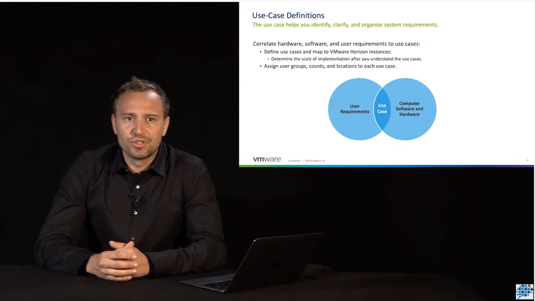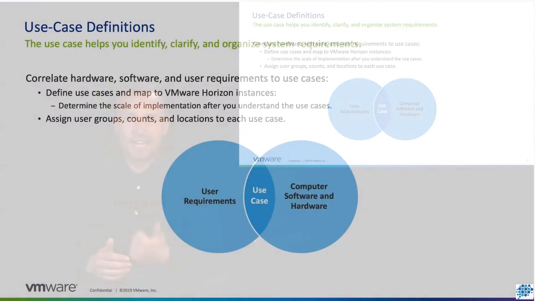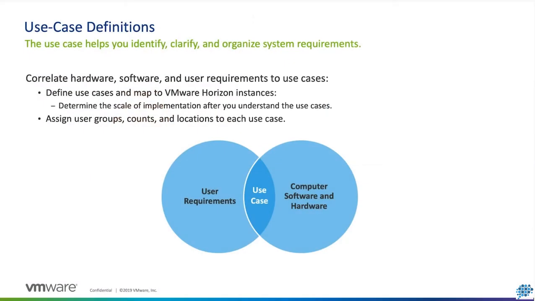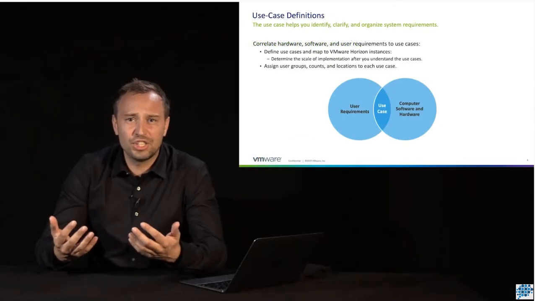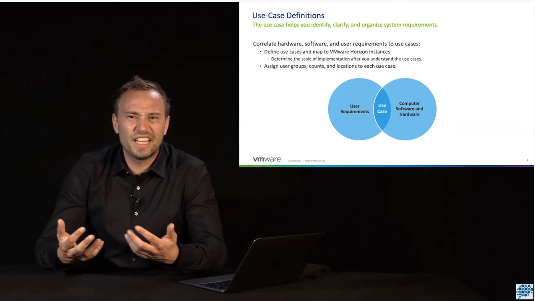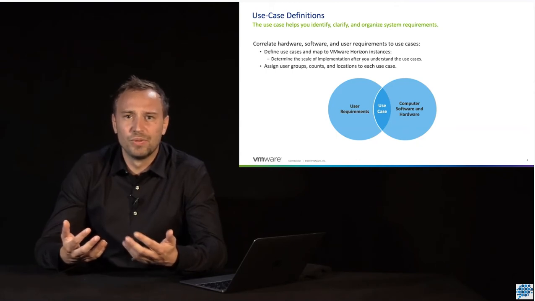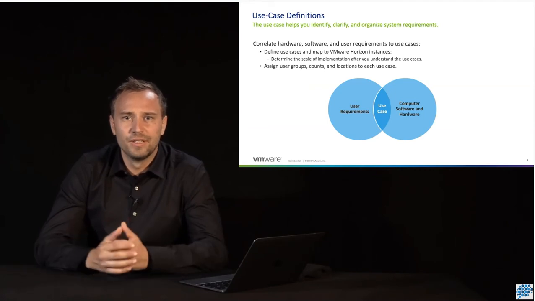The use case definition is quite important in our environment. It correlates the hardware, the software, and the user requirements into a certain specification. The use case always maps afterwards to the Horizon solution that we are using within our environment. At the same time, we need to assign user groups and locations to those use cases so that we have the user requirements, we have our specification, our parameters, and we have created a table around that information that we need to fill with the information we gathered through the assessment phase.